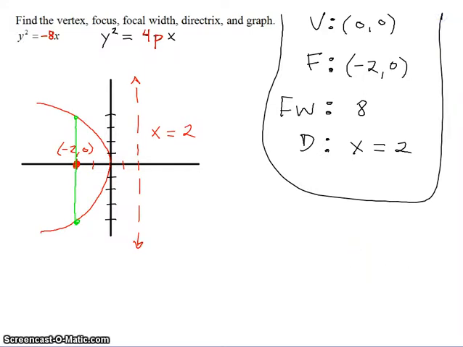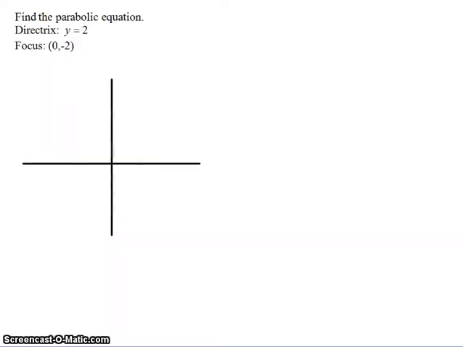Okay, let's move to the next problem. We want to find the parabolic equation with a directrix of y equals 2 and a focus of 0, negative 2. I think the easiest thing to do is to graph these, the directrix and the focus, and then try and understand the type of parabola that we're looking at, and then try and come up with the p-value.